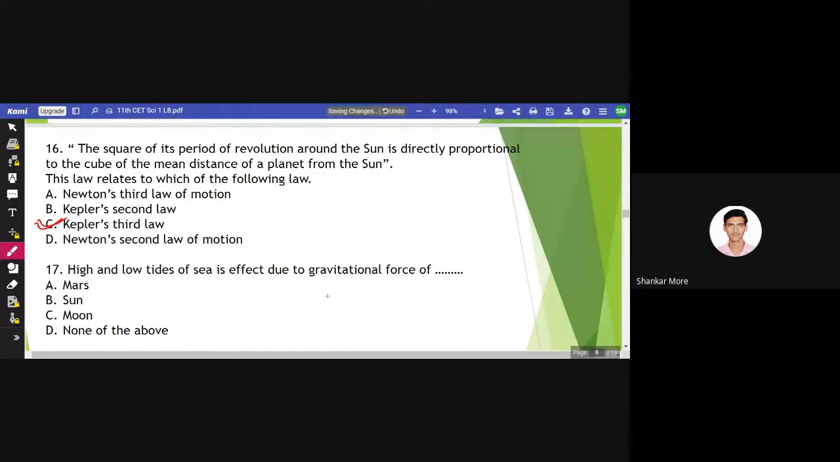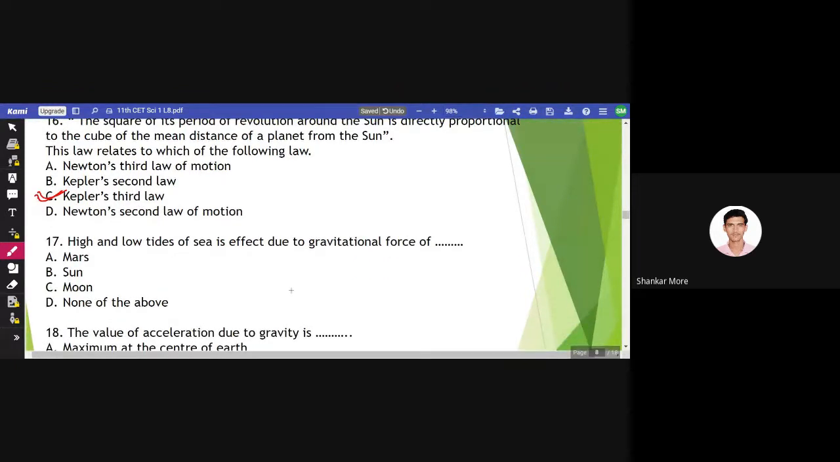Next question, students. High and low tides of the sea are an effect due to the gravitational force of dash dash. Moon, right? So Moon is the correct answer.